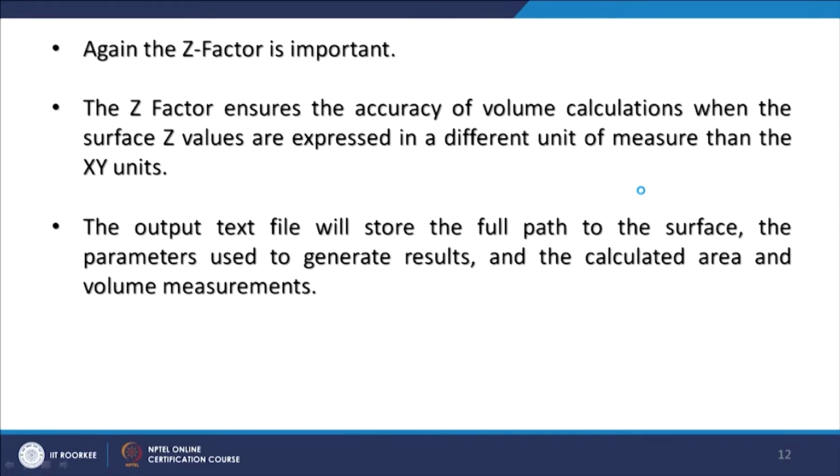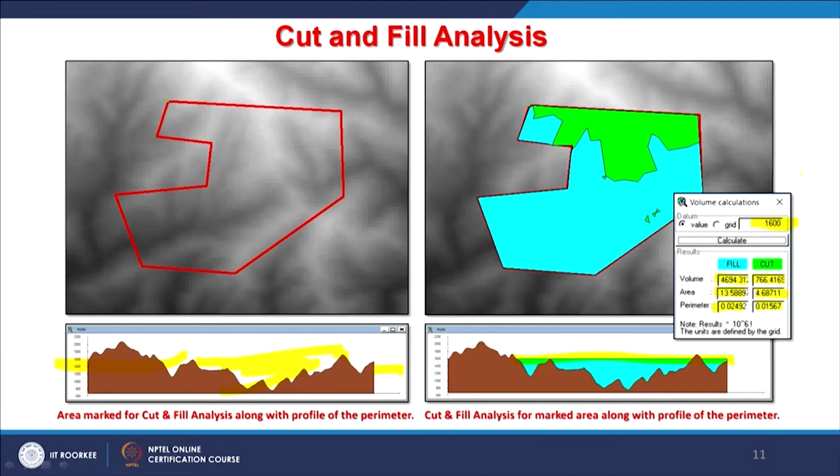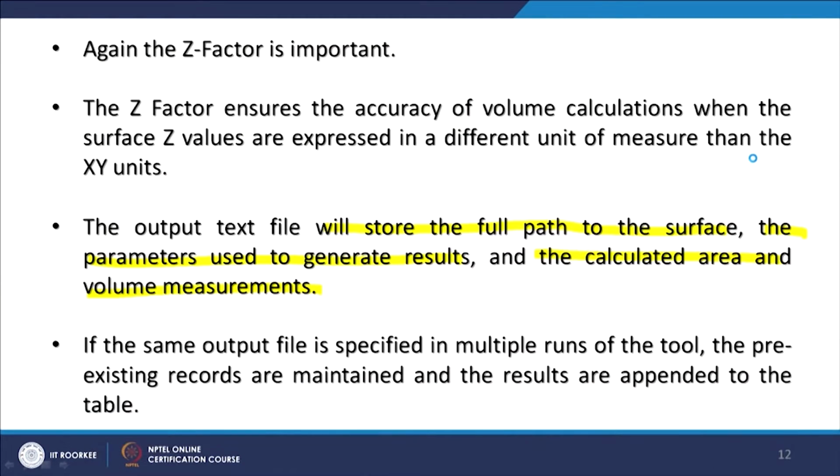And now this output text file will store the full path to the surface after this cut and fill analysis, the parameters used to generate results, and the calculated area and volume measurements, which I have already shown to you in the previous slide, this one. Because this is what is required, based on this data, then the cost will be estimated. So, this data is very much required. Though in plan form it is required, in profile form it is required, but in numbers it is required. Numbers are required for decision makers to make appropriate decisions.